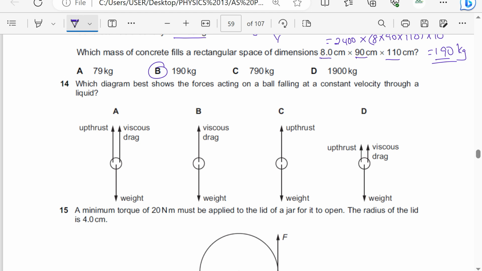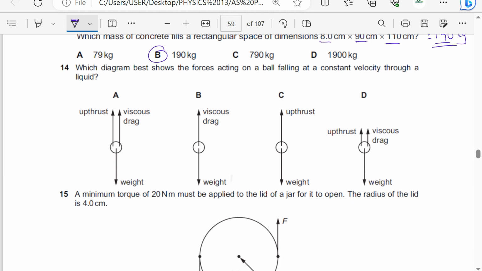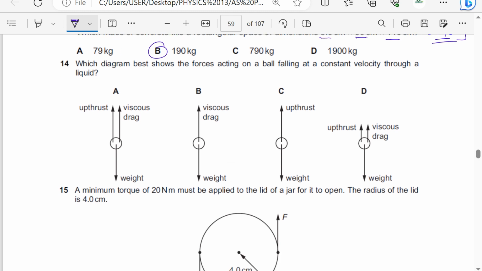Which diagram best shows the forces acting on a ball falling at a constant velocity through a liquid? A ball falling at a constant velocity through a liquid. So at constant velocity, it means acceleration is equal to 0. So the resultant force should also be 0. So of course, this is going to be wrong because when you check the length of these magnitudes, they are almost equal to the length of the weight. That means when you add these two, it is going to be almost twice the weight. So that is not in equilibrium.